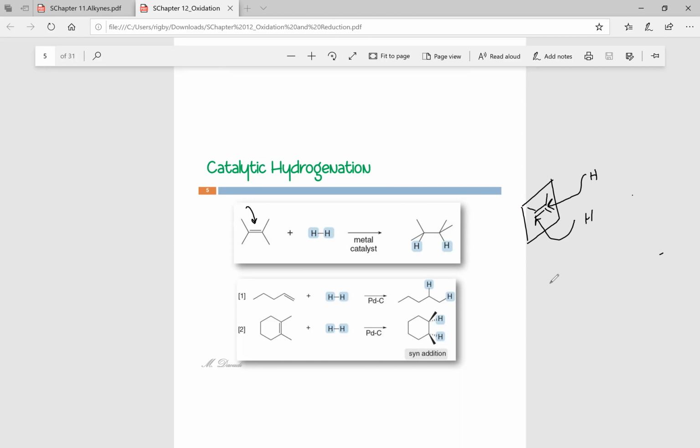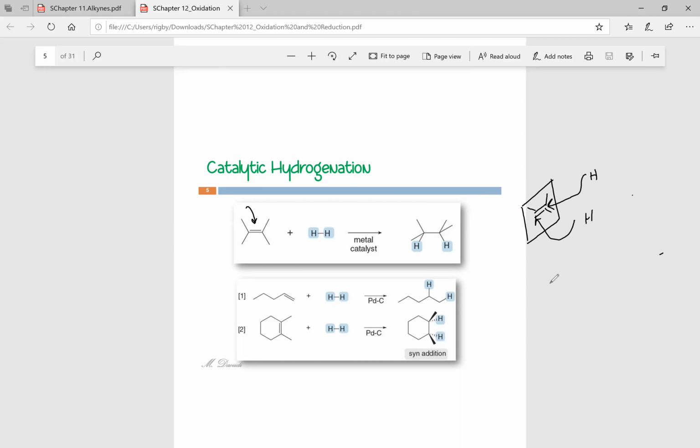This will also happen with triple bonds, because again, remember, it's the pi bond that's being attracted to that metal. So if you go from two pi bonds to one pi bond, it's still going to be attracted to that metal. So it's still going to reduce all the way. This will be important when we talk about alkynes and reduction.